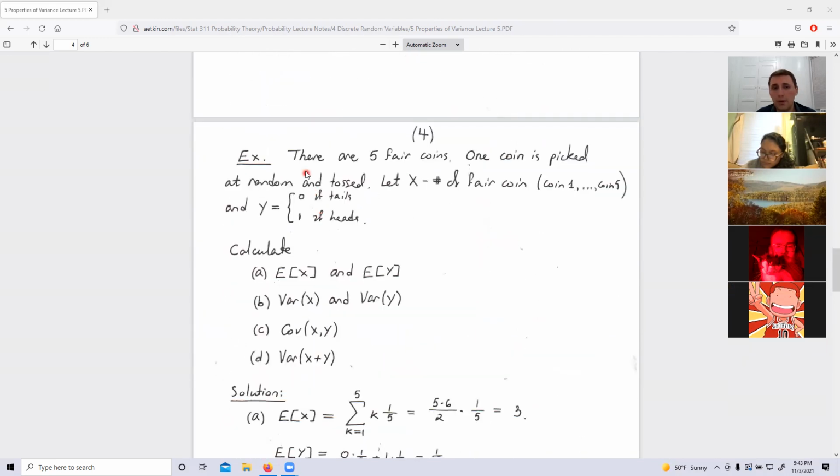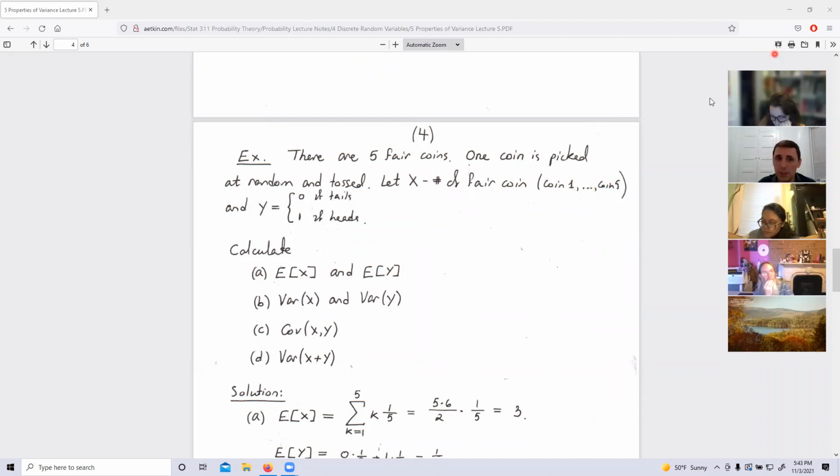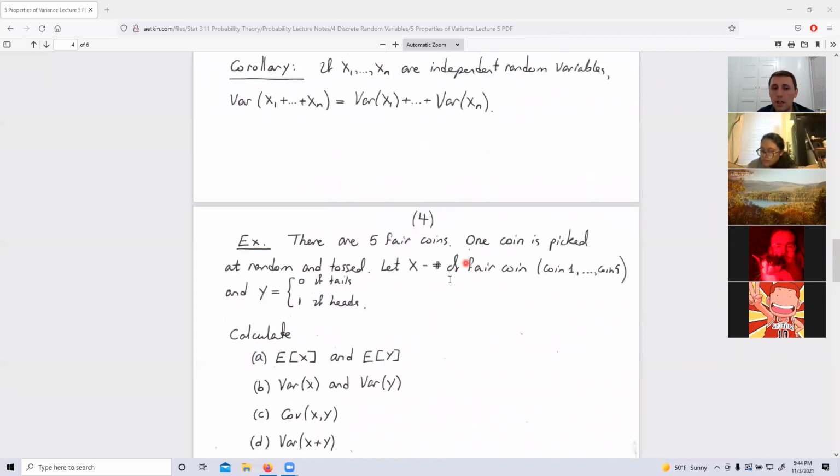So then, we have 5 fair coins, and one of the coins is picked at random and tossed. So x is the fair coin that was picked. It's either 1 or 2 or 3 or 4 or 5. So x is number 1 through 5, and y is equal to 0 if you get tails and 1 if you get heads. Now I would like you to carry out the following calculations. First, calculate the expected value of x and the expected value of y.